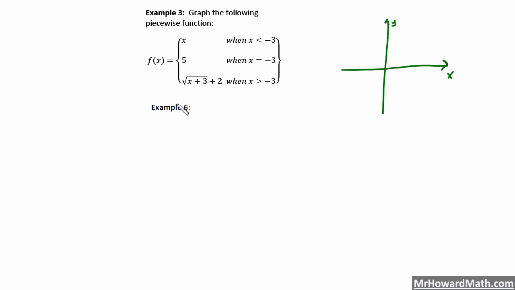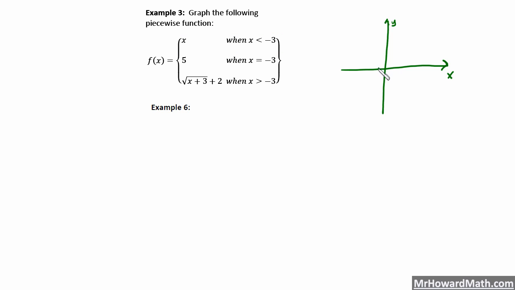So I usually try to work left to right. Looking at these statements, we can see that x equals negative 3 is an important spot, because that's showing up. So the leftmost part of the graph is described right here. It's y equals x when x is less than negative 3. Okay, so we have to think about that.